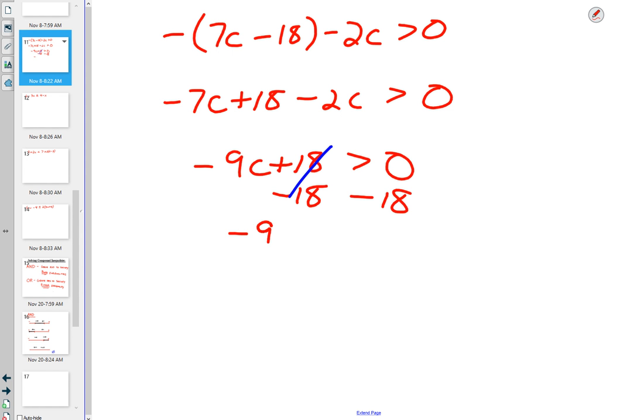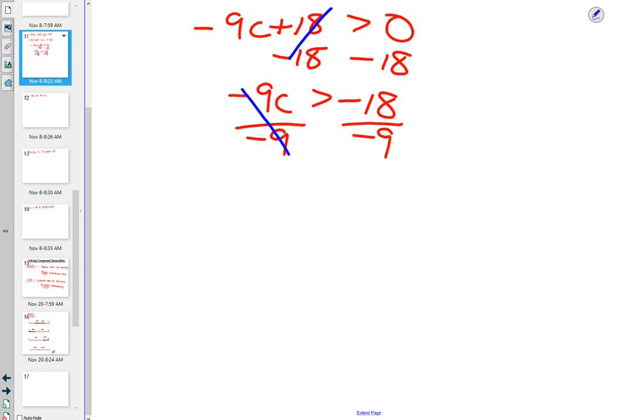So -9c is greater than -18. Oh wait, you have to... What do we do last? Divide by -9. Oh, so what's going to happen? I'm going to flip the script. I have my c, but now it's going the other way. c is less than 2.